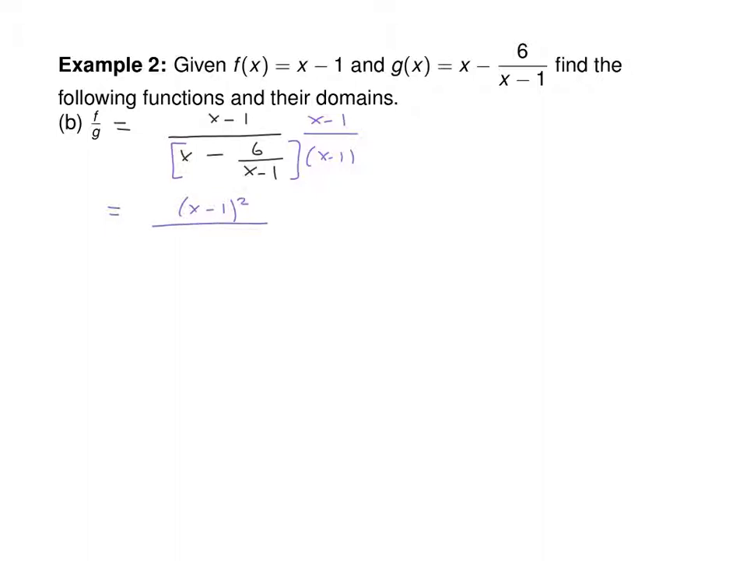How about the denominator? You get x times x minus 1. That's when the x minus 1 distributes to the first piece. And then how about when it distributes to the second piece? Minus 6. Very good. So that's x minus 1 squared over x squared minus x minus 6. Is that okay?